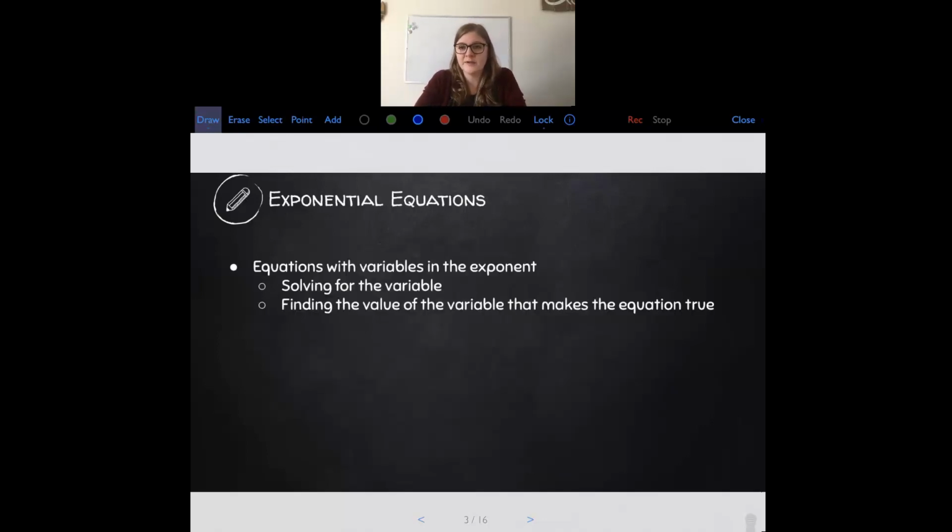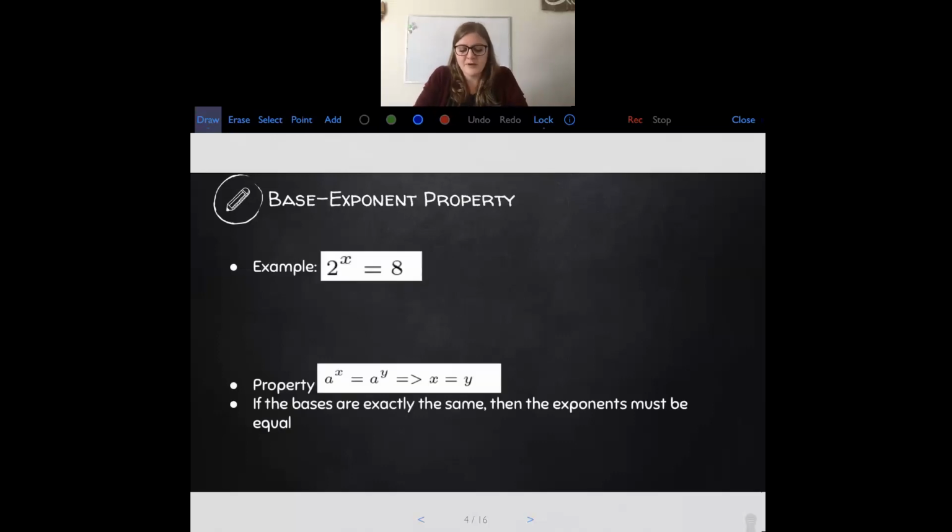So first of all, exponential equations. These are equations that have variables in the exponent. Our goal, just like with any equation, is to solve for the variable, which is another way of saying find the value of the variable that makes the equation true. One property that we'll talk about is the base exponent property.